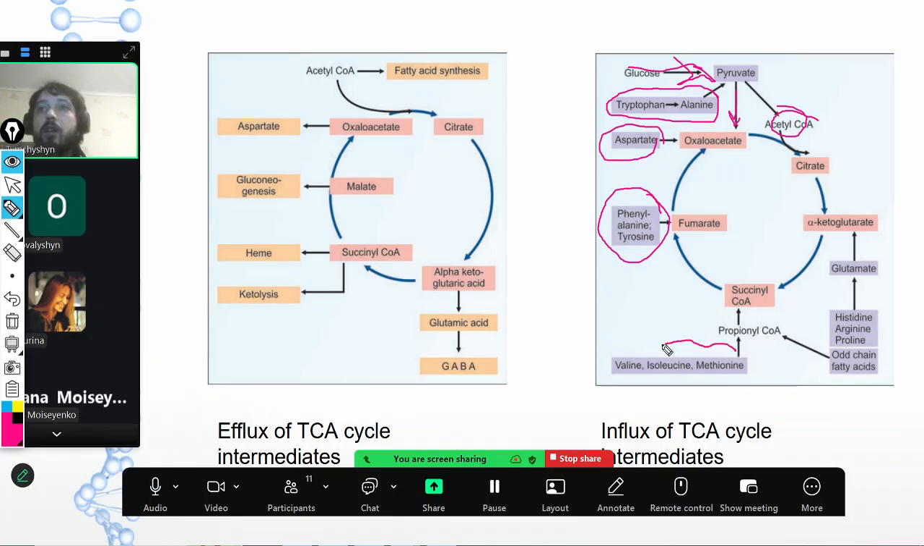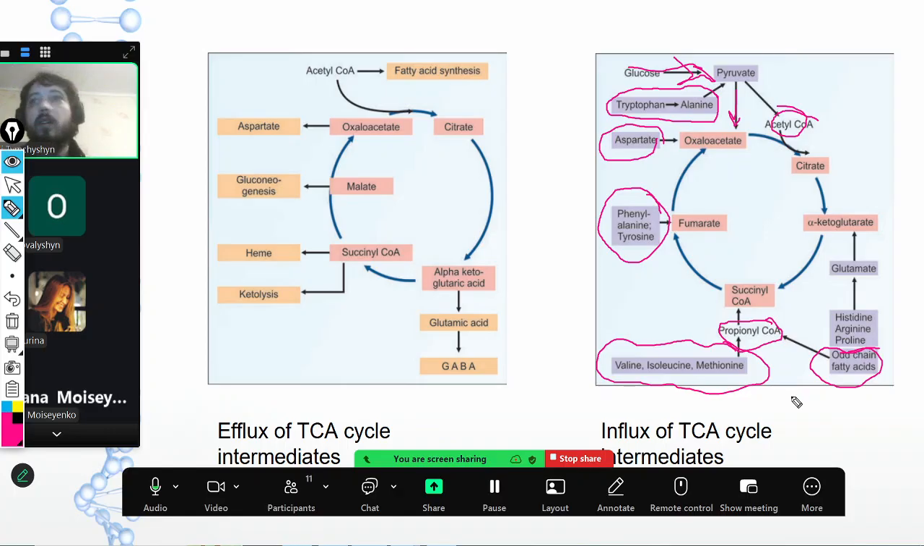We can use even more of these amino acids like valine, isoleucine, methionine to generate propionyl-CoA that is generated with odd chain fatty acids. Well, it's an interesting process.